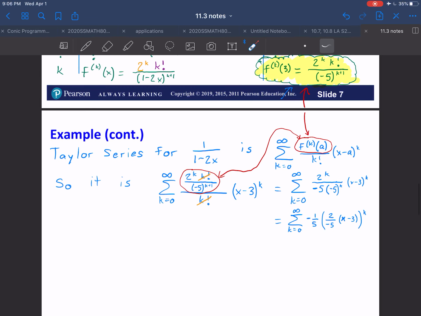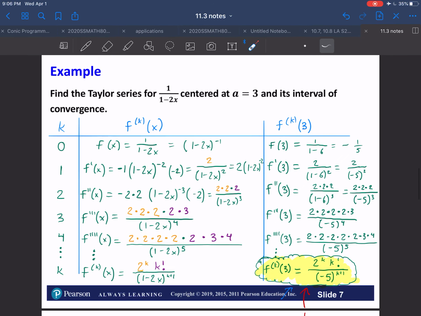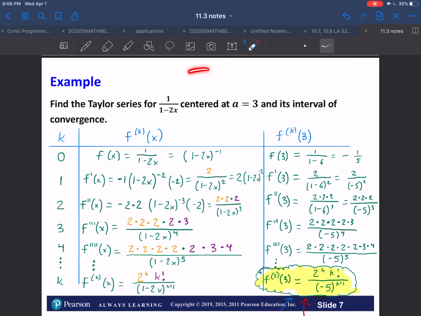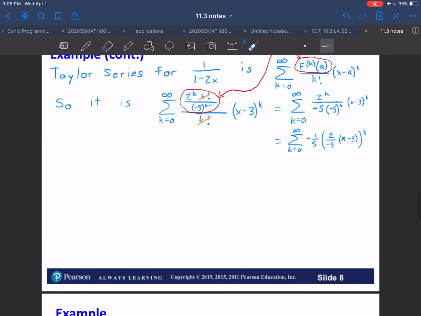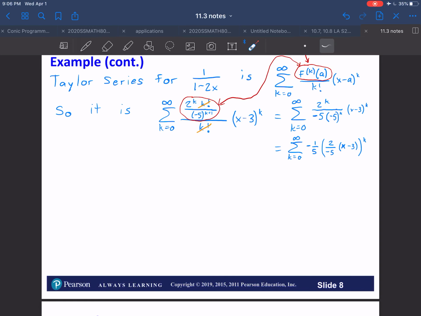And you'll notice that this does not look at all similar to what I was talking about earlier. This is not the sum of just 2^k, or (2x)^k. It is not that. And it looks a little bit different, and for good reason, because we had a different center.